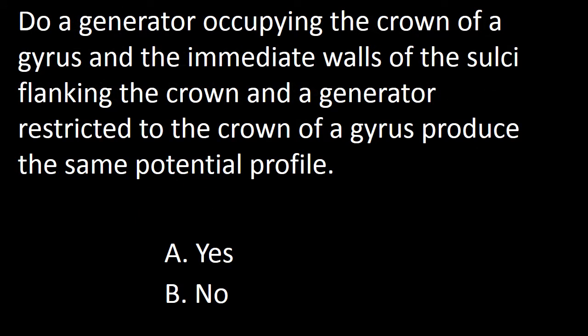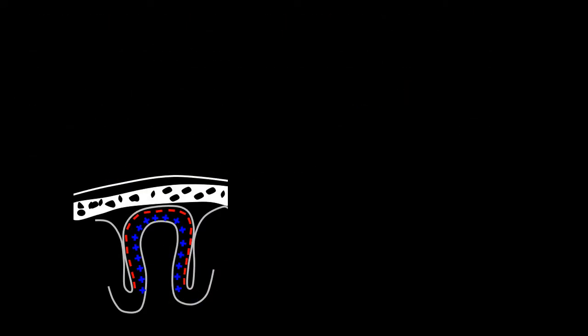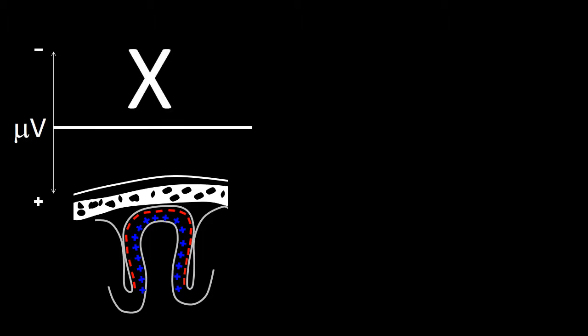Next question. Do a generator occupying the crown of a gyrus and the immediate walls of the sulci flanking the crown, and a generator restricted to the crown of a gyrus, produce the same potential profile? A is yes, B is no. This figure represents a generator occupying the crown of a gyrus and the immediate walls of the sulci flanking it. At this point, I have not revealed to you the potential profile of a generator in this situation, hence I will use the symbol X for unknown.